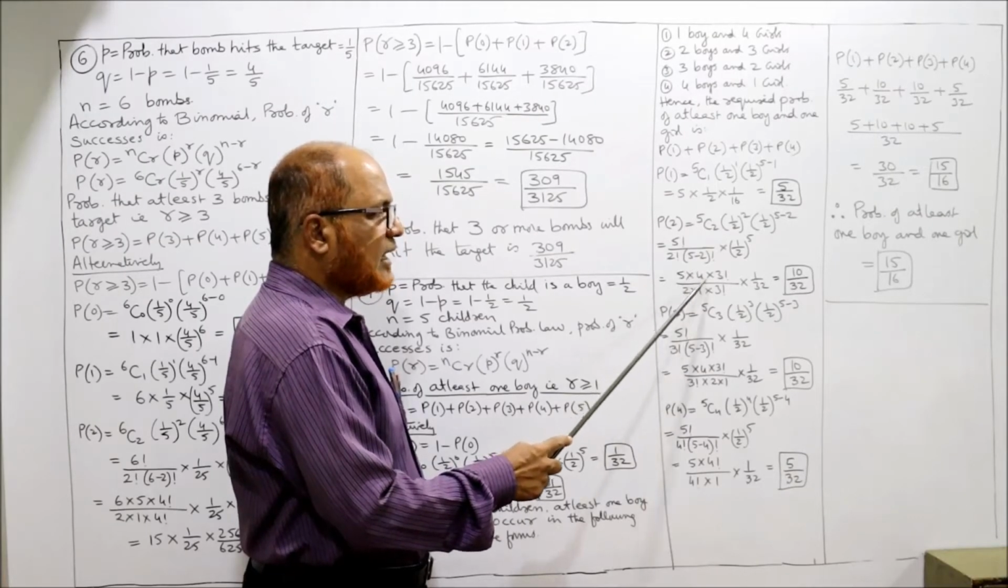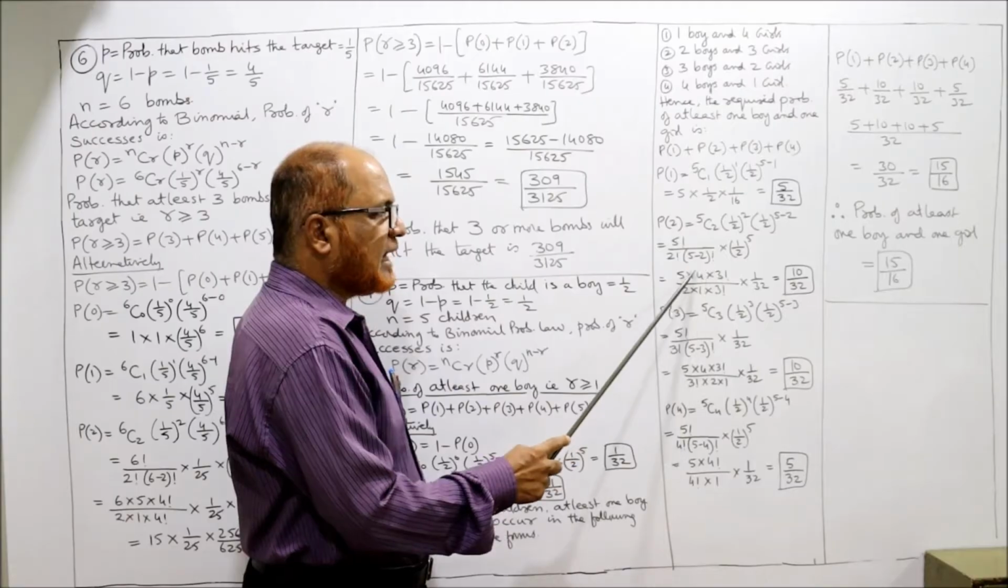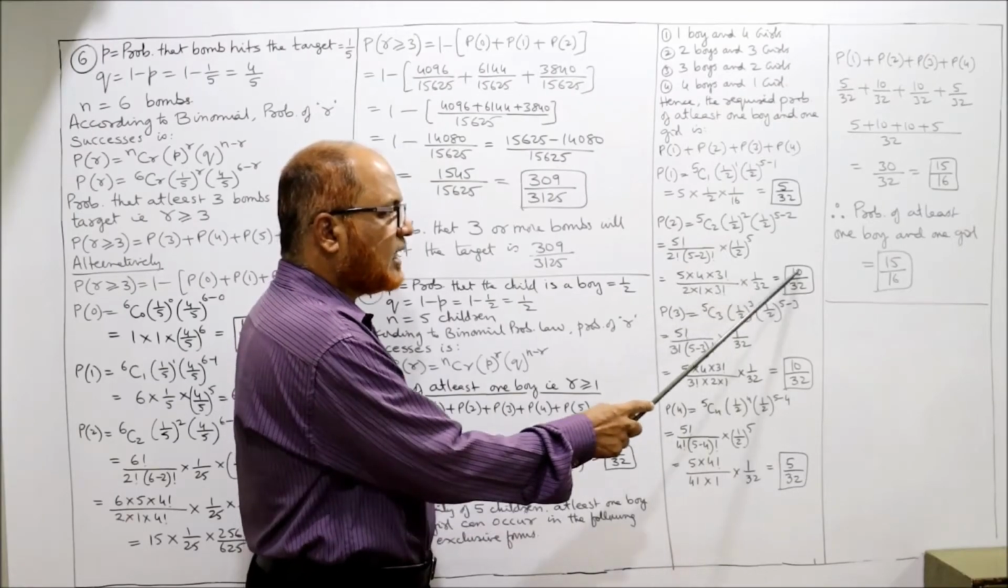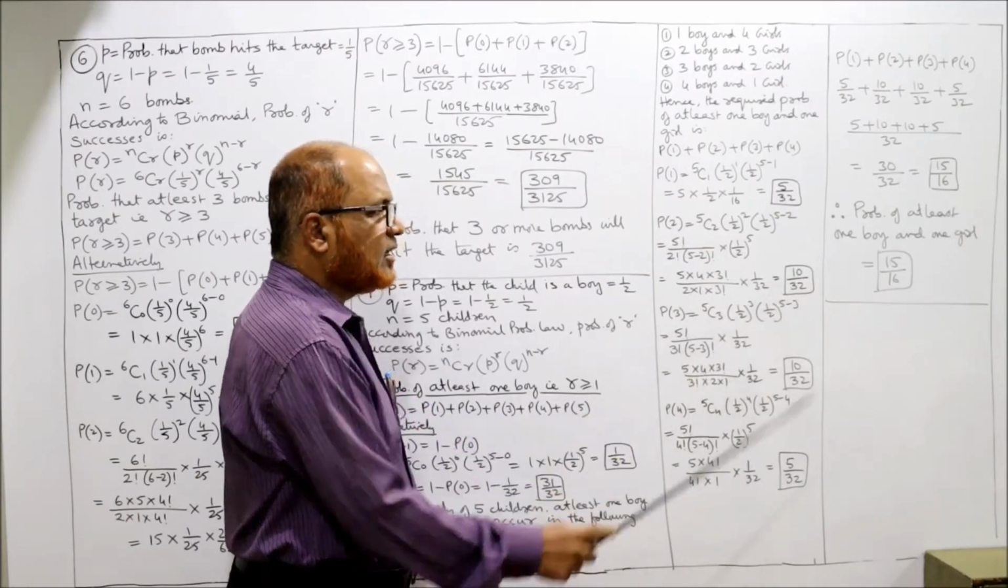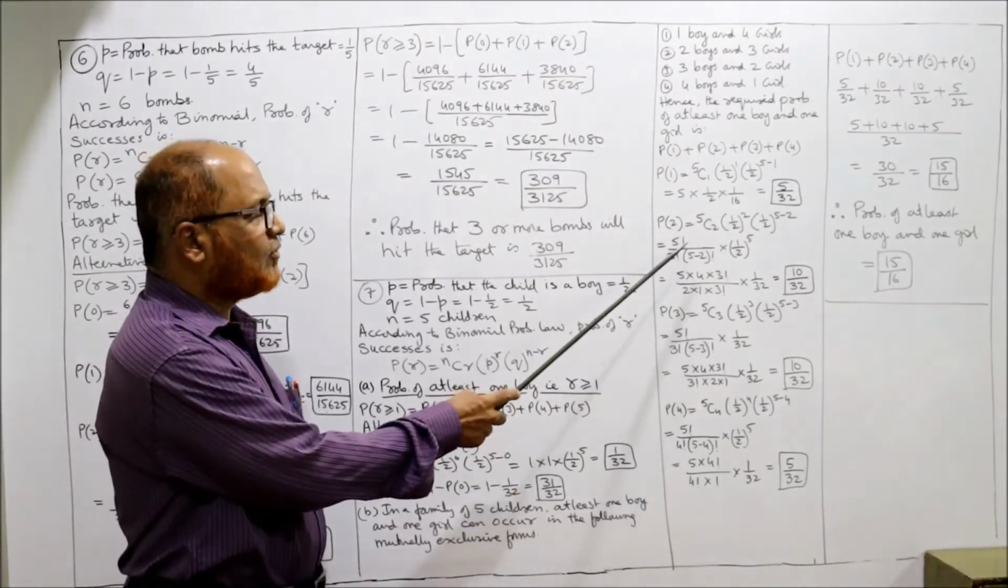So 5 2s are 10. So this whole thing will become 10. So 10 1s are 10 and 32. 10 by 32 is the required probability P of 2.